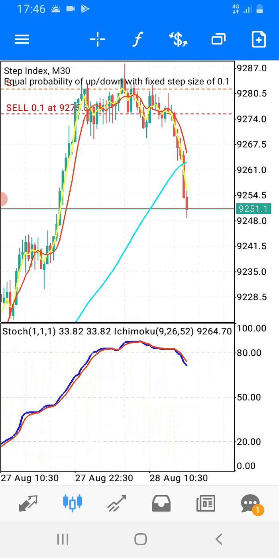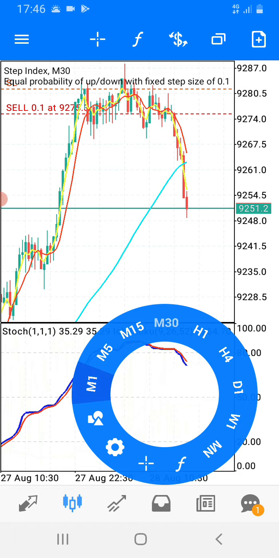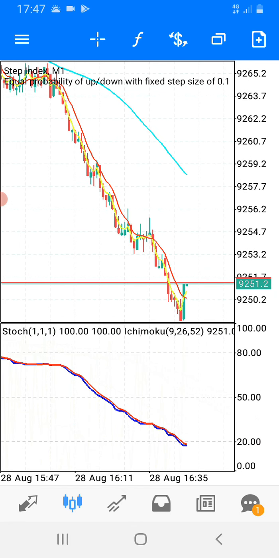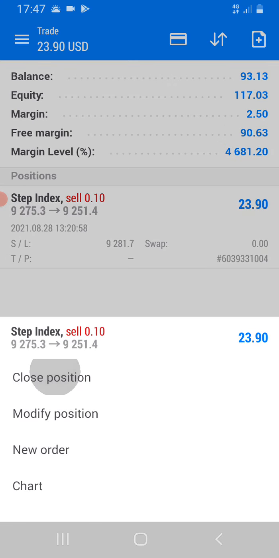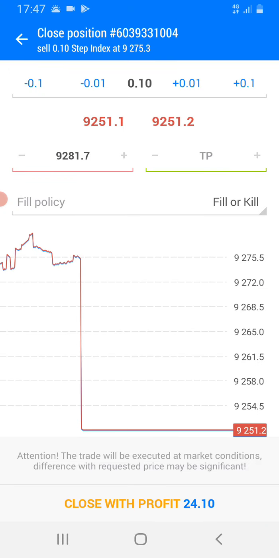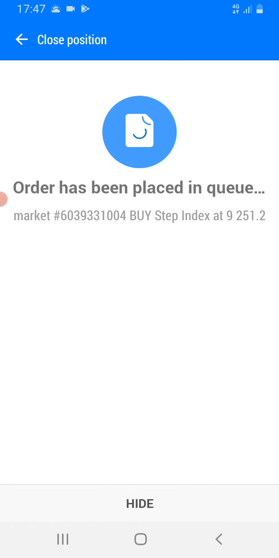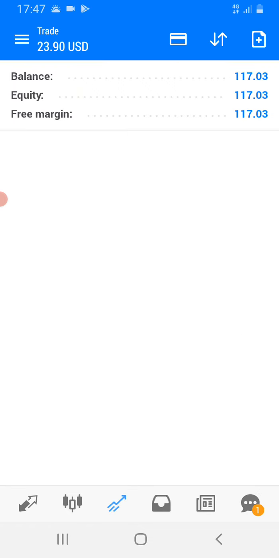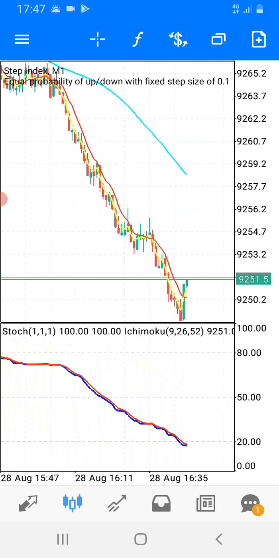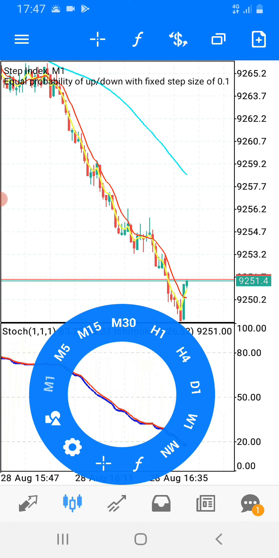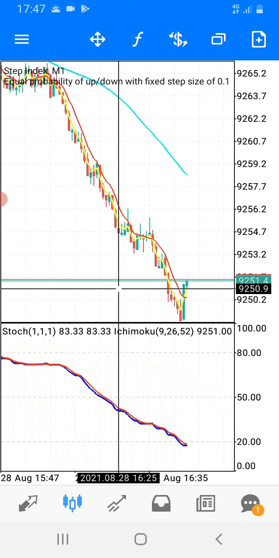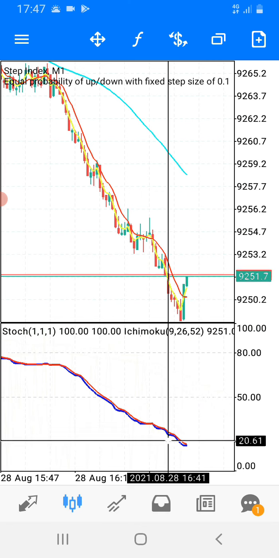Okay, these are the trades I took. I'm taking my profits now. Yeah, I just took my profit, guys. Because you can see it just reached my take profit, which is the 20 level.